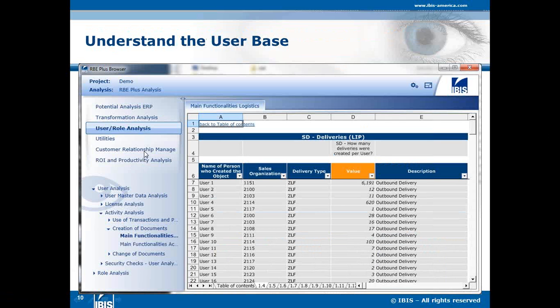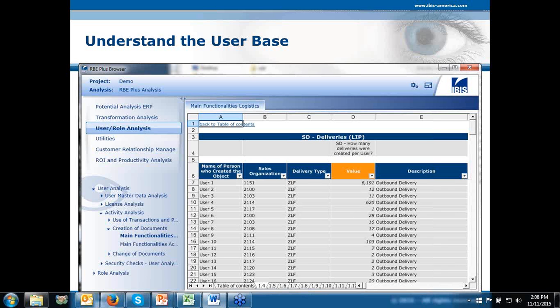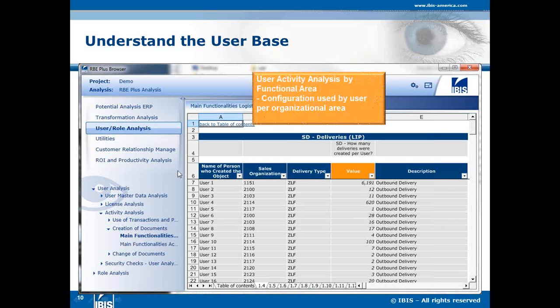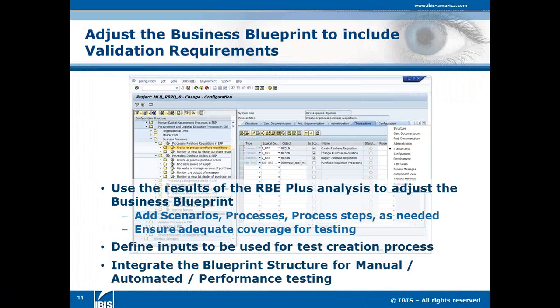When we add the end user perspective and the organizational units, we have an excellent starting point to capture our business blueprint adequately. And we also have the relevant information to create or update our test scenarios and test cases. So, based on the RB+ results, we customize the business blueprint to the customer's needs, capture the testing relevant material, and establish the business blueprint or the requirements for our testing process.